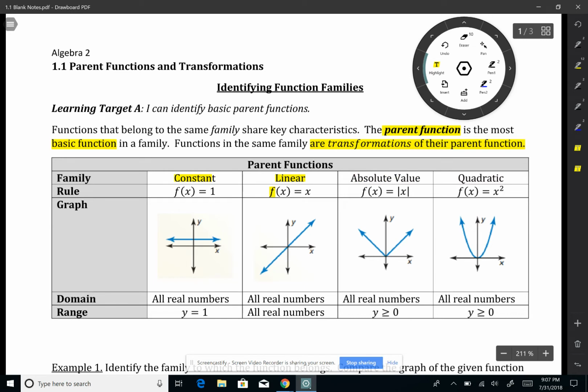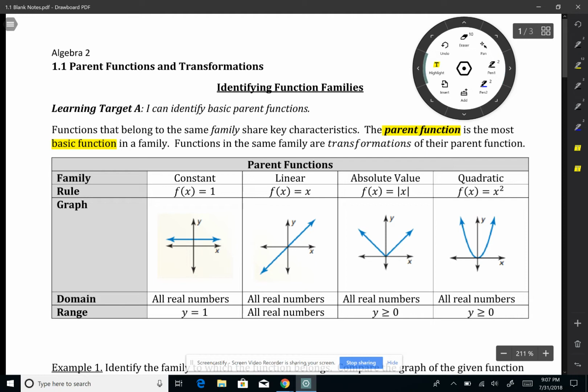We're first going to start with the constant, which is just a horizontal line. We really don't do much with this one, but it's good to know what that is called. Remember, it's constant because it stays at the same y value the whole time. So your parent one is f of x equals 1, where we would say that this line has a y-intercept of 1 and it's just making a horizontal line.